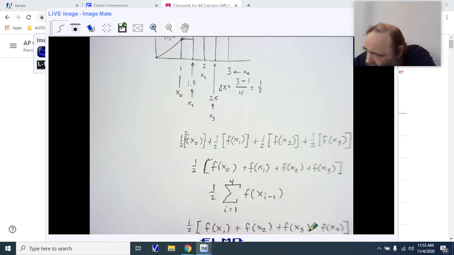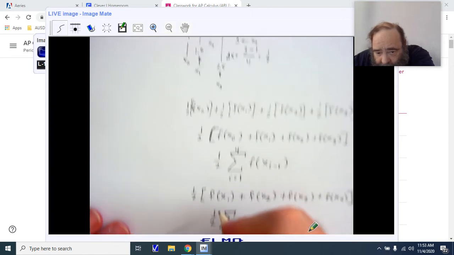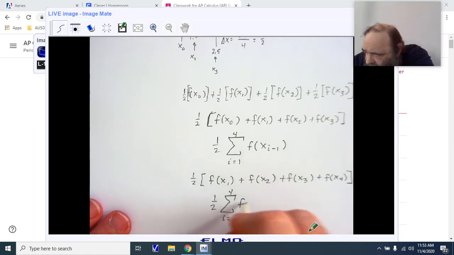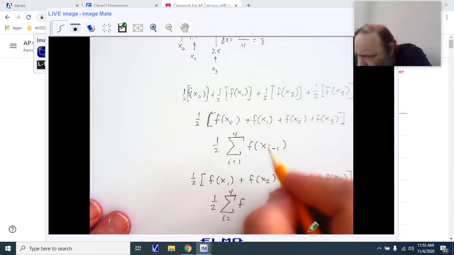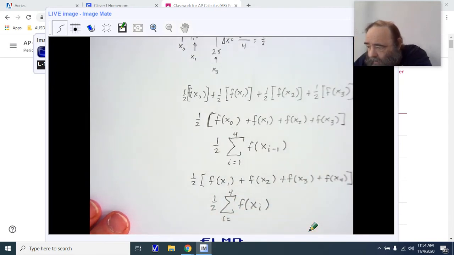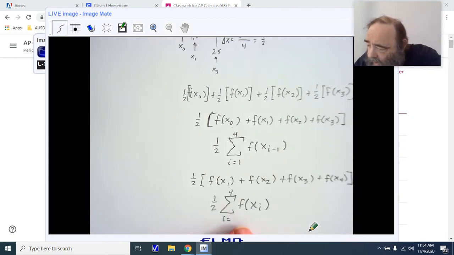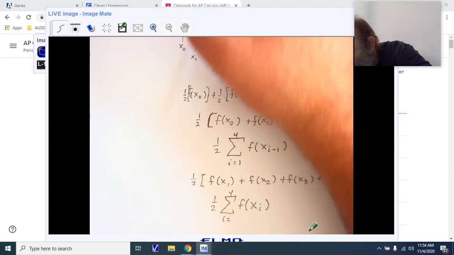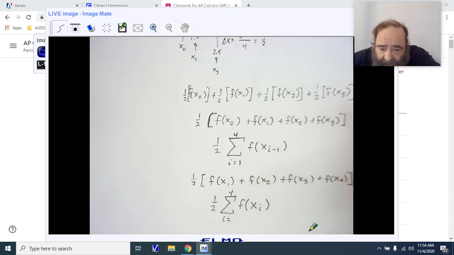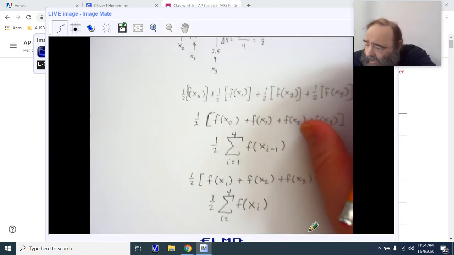And this would be 1/2 times the summation as i starts from 1 up to 4. But now it's not f of x sub i minus 1 starting at 0. It starts at 1, and that's x sub i. Now, if you recall, in my previous video, I was saying that there is a random x, which we call x sub i, in between. And this is going to be evident as we start increasing the number of rectangles that we have. But this is the general idea.